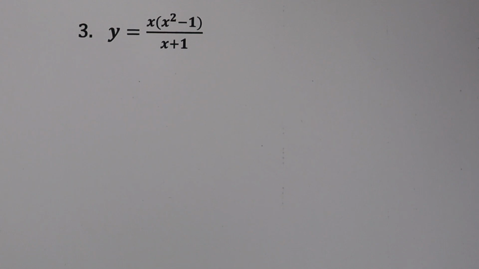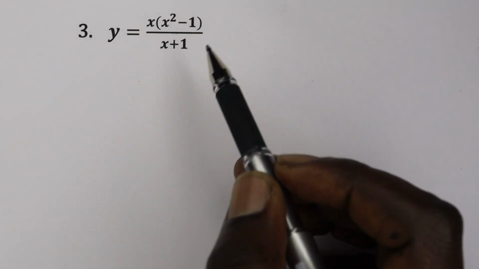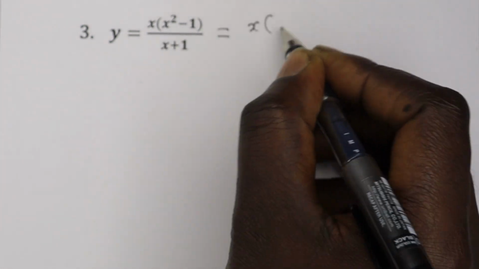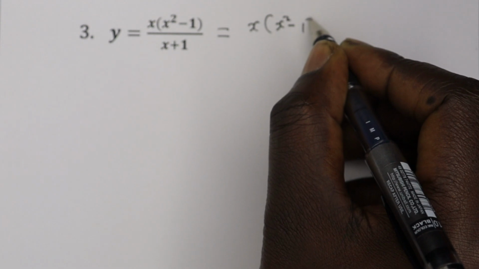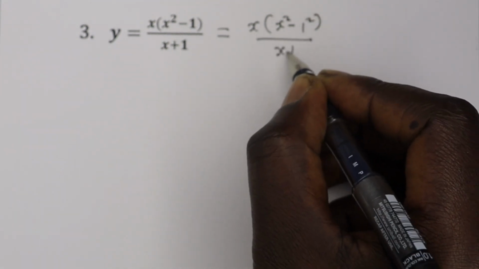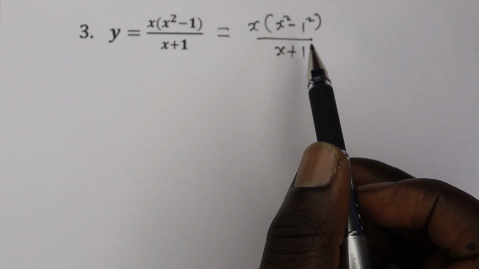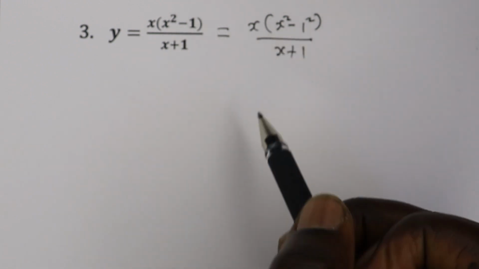Example 3, we are required to differentiate y is equal to x into x squared minus 1 over x plus 1. So all we need to do is to simplify this particular fraction before we can differentiate. So if you look at the numerator, there is x squared minus 1, which you can write as x into x squared minus 1 squared over x plus 1. So remember, 1 squared is the same as 1. So there's no change that you have made there.